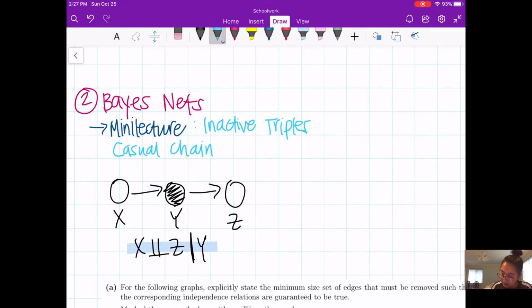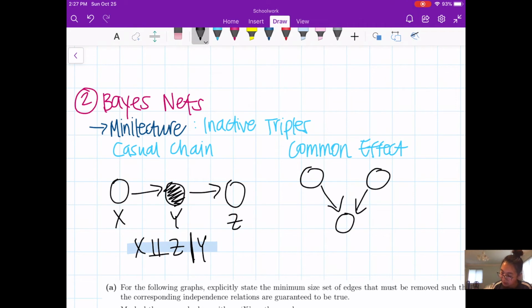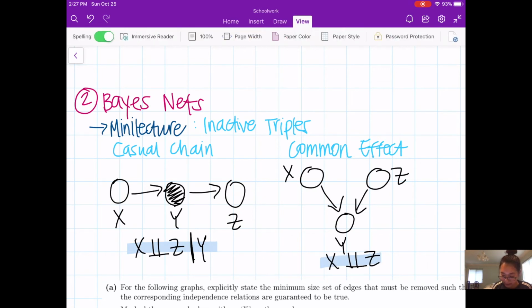Cool. And then another thing we have is what we call the common effect. How that looks is we have two nodes that both contribute to the same node, and then we have X, Y, and Z. In this case, if it looks like this, then we know that X is independent of Z. We do not need to know any information, but this is always going to be true as long as none of these variables are observed.